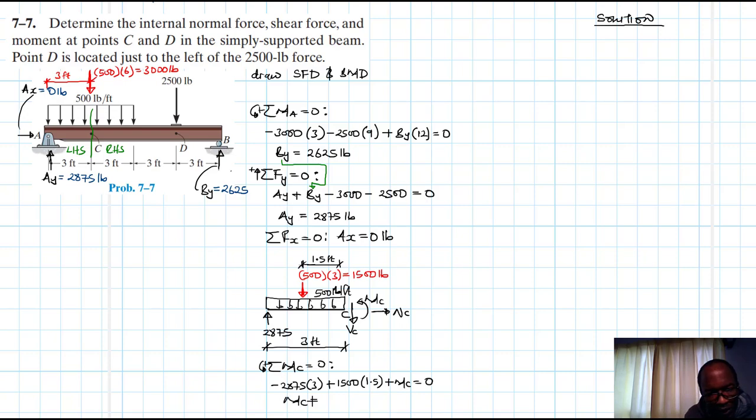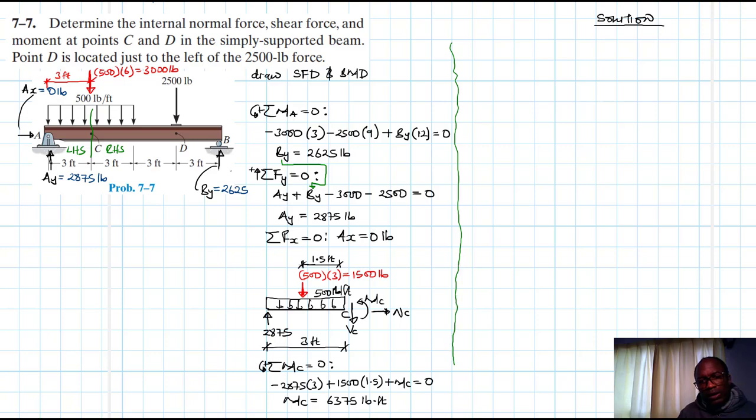Therefore our MC will be equal to, let's calculate, it's minus 2875 by 3, and then plus 1500 by 1.5. Therefore our MC is 63.75 pound feet. Great. Let's move on to the next part.